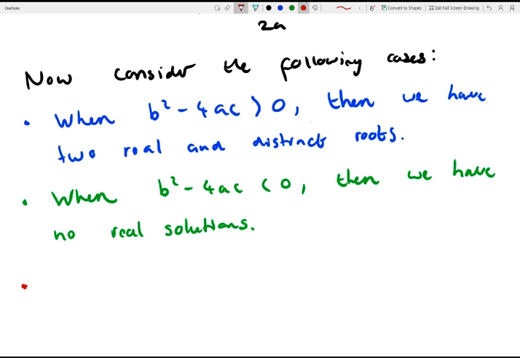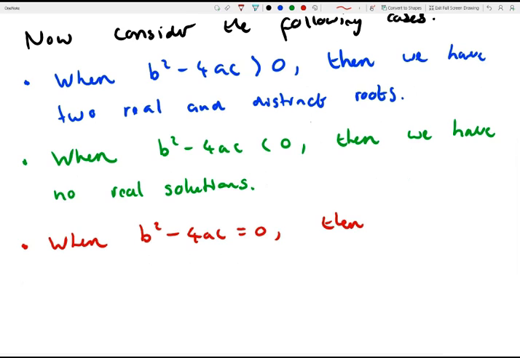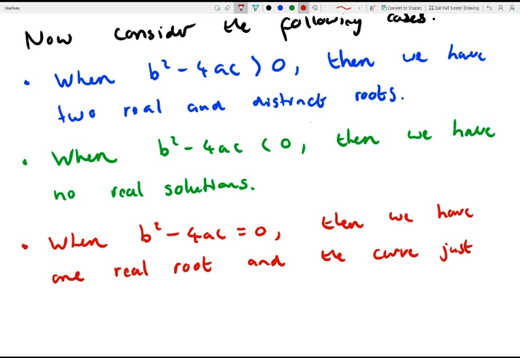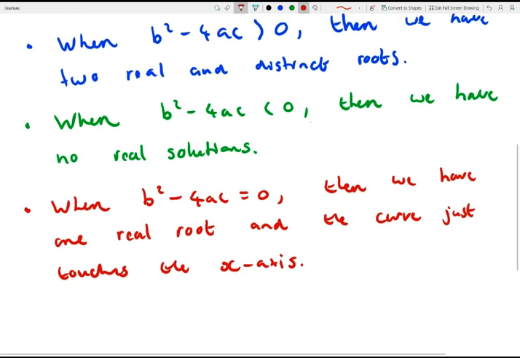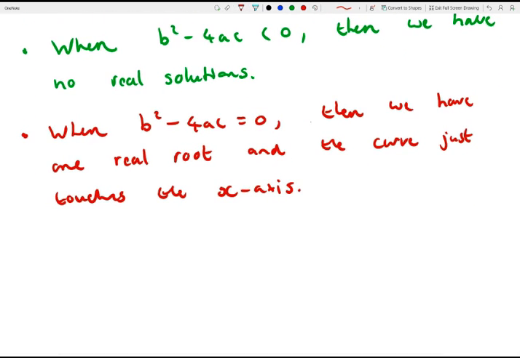And finally, when b squared minus 4ac is exactly 0, then we have one real root, and the curve just touches the x-axis. So this is called a repeated root.